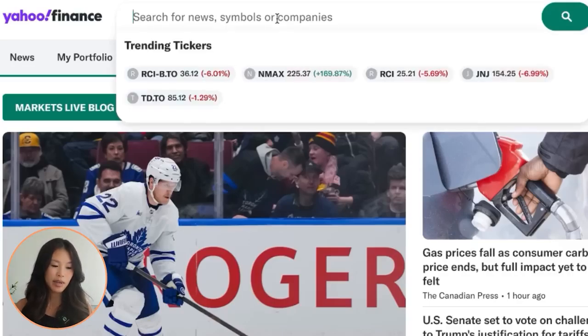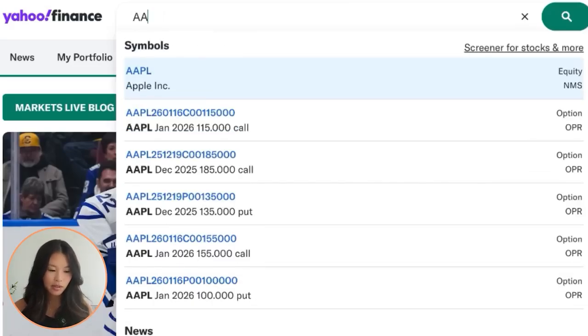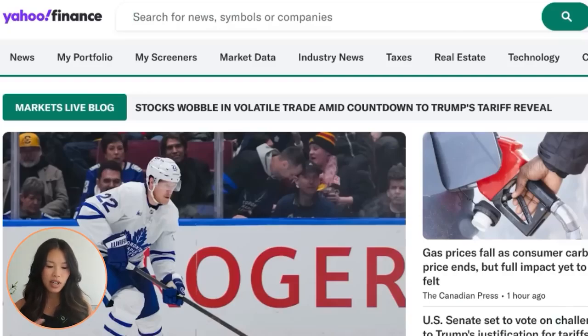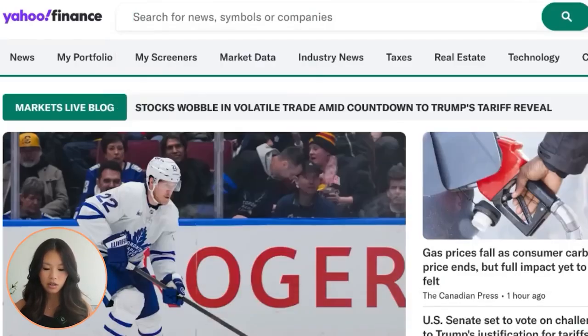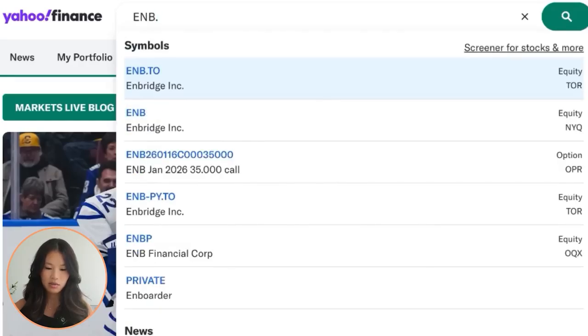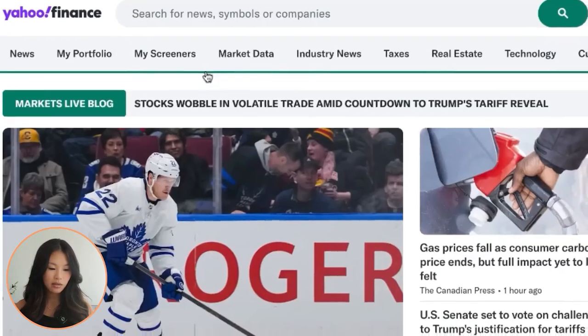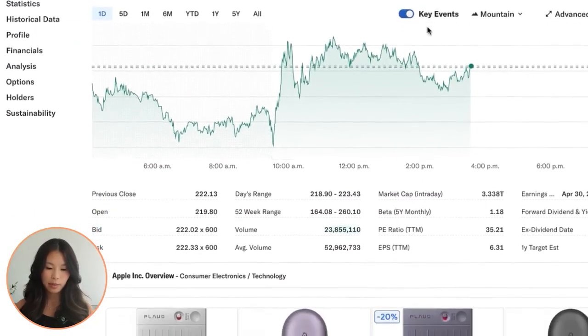A ticker symbol is basically a short abbreviation for the company's name. For example, AAPL is Apple and Coca-Cola is KO. And if you're searching for Canadian companies like TD Bank, you'd have to put .to at the end, or Enbridge.to. Once you search, click on the correct result and it'll take you straight to the company's stock profile page.